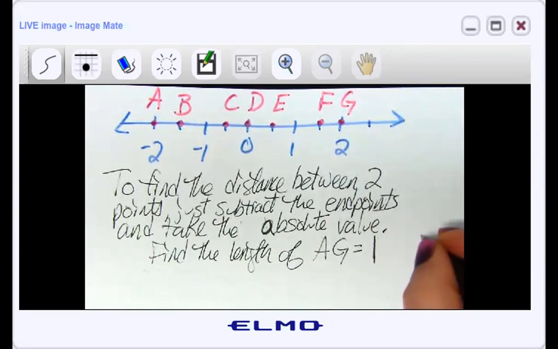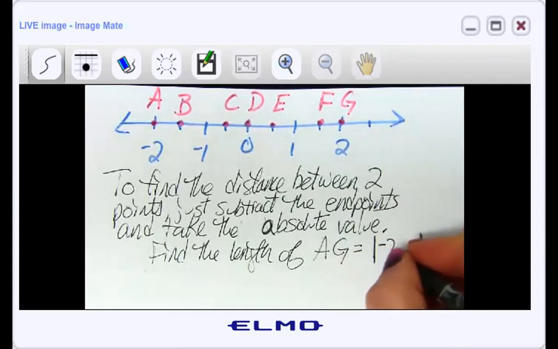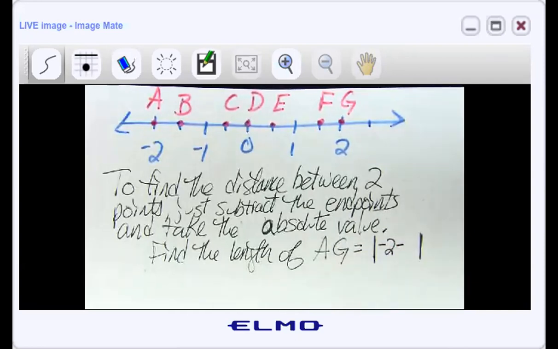I'm going to put my absolute value bars, but then I want to do the subtraction inside there. Remember, the absolute value bars really act as parentheses. So you have to do the math inside first, and then the last thing you do is the absolute value. Okay? Don't do it until the very end. So watch how this works. I'm going to subtract the two endpoints. So A is at -2. So watch this. I write -2, and then I put a minus. I'm always going to minus after that first number. And then I look and I see, where's G? Oh, G is at 2. So now I'm just going to put in a 2.